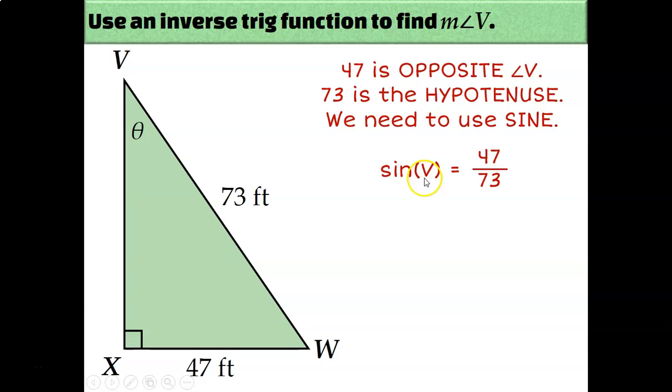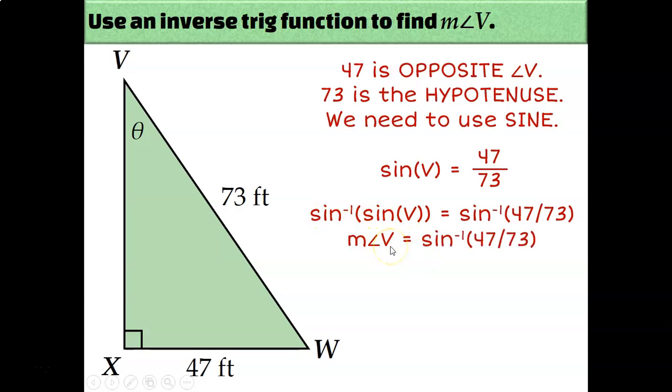So to solve for V, I need to take the inverse sine of both sides. The inverse sine and the normal sine will cancel out, and I just have the measure of angle V equals the inverse sine of 47 over 73. Type this into your calculator and you get an answer of about 40.1 degrees.